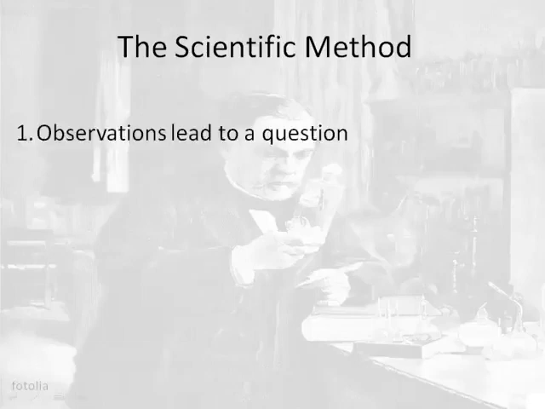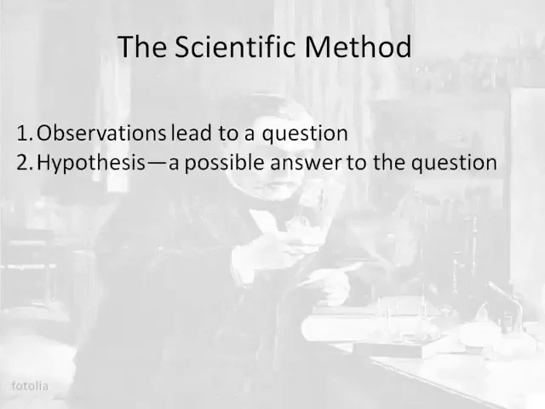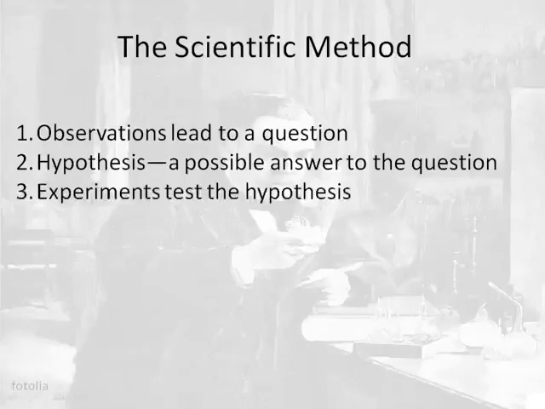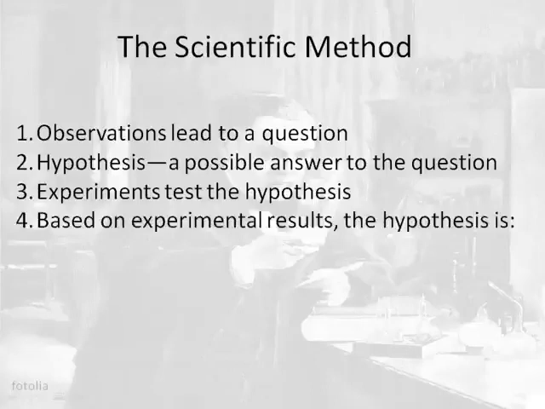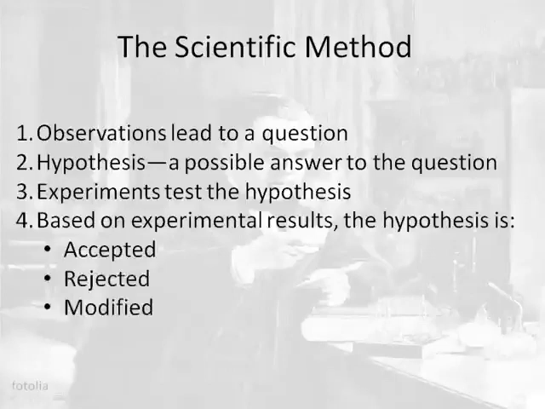First, observations lead a scientist to ask questions about the observations. Second, the scientist proposes a hypothesis to answer the questions and explain the observations. Third, the scientist designs experiments to test the hypothesis. And fourth, the scientist considers the results of the experiment and accepts, rejects, or modifies the hypothesis. Additional experiments are conducted to verify accepted or modified hypotheses.